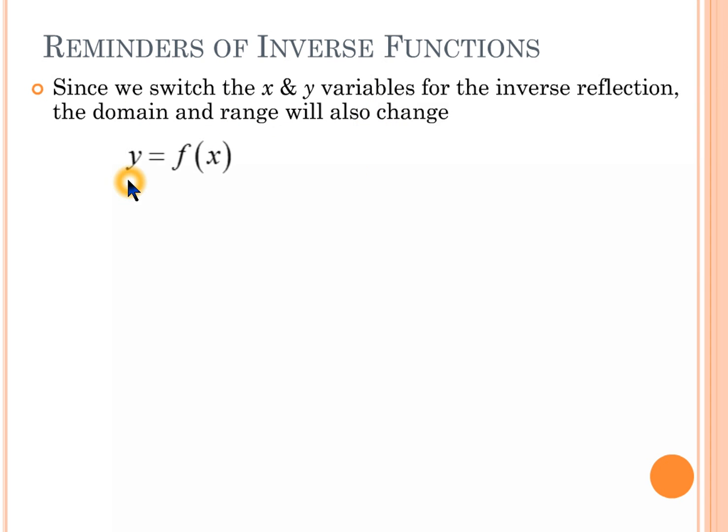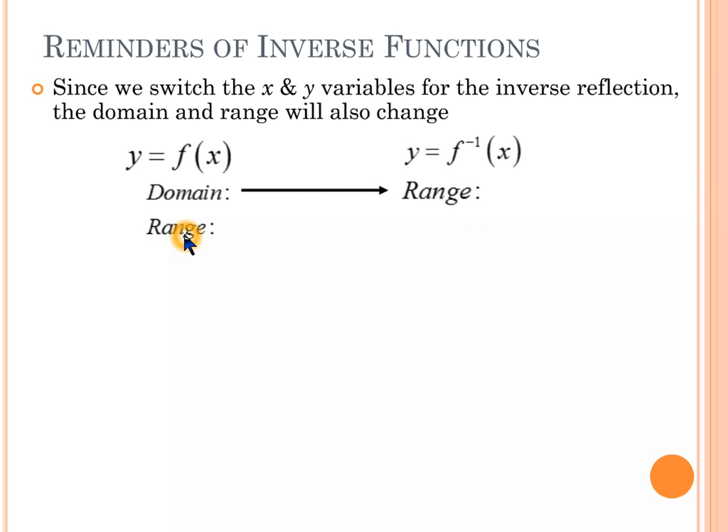So if you are given the function y equals f of x, and you want to compare that with the inverse, y equals f to the power of minus 1 of x, the domain and range for the original function will actually switch positions when you're talking about the inverse. So the domain here will be the range over here, and the range from the original function will be the domain for its inverse function. So if my domain in my original function is all real numbers, for example, then for my inverse function, the range will be all real numbers.